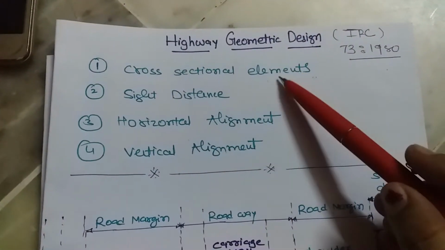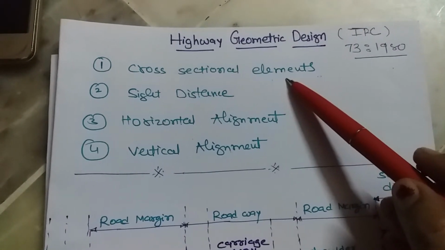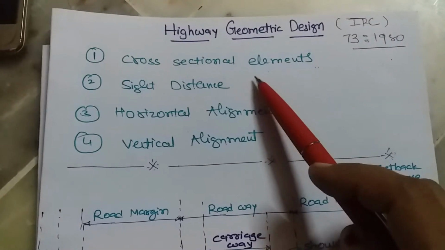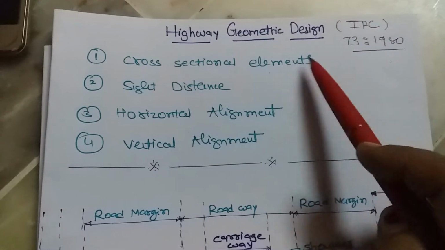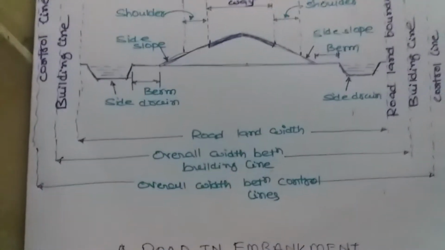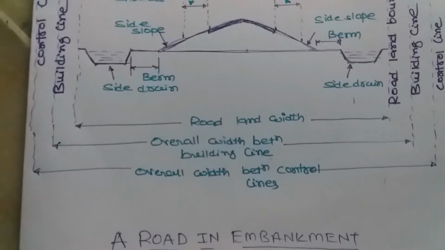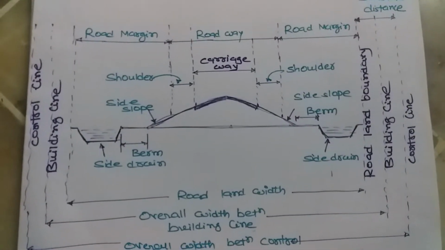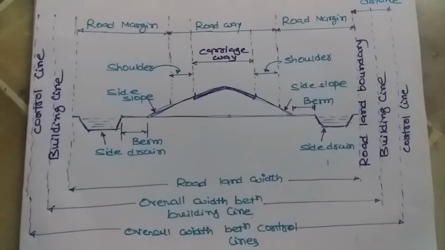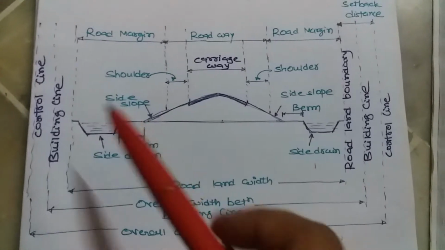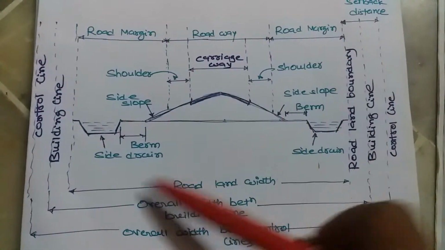Today we are going to learn about the cross-sectional elements of the highway geometric design. Before starting cross-sectional elements, let's see here a cross-section of a road in embankment. Okay, so here is a diagram, or you can see a picture or figure of a cross-section of the road in embankment. So these are the cross-sectional elements.